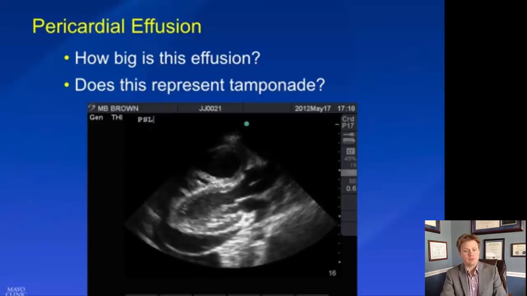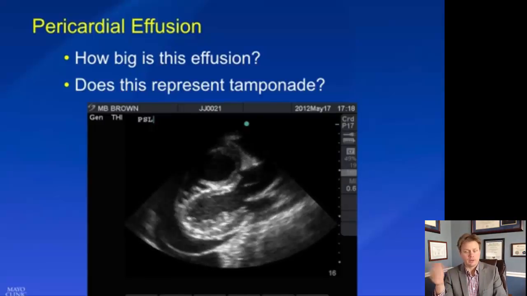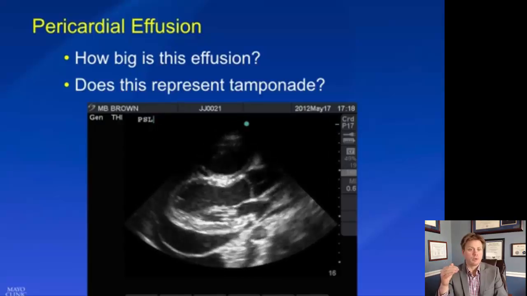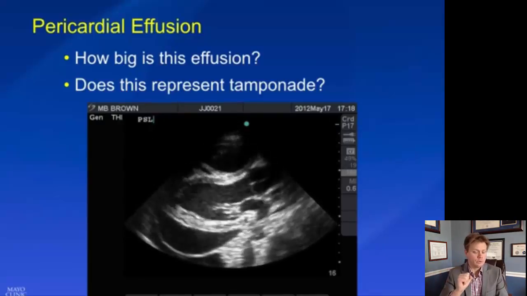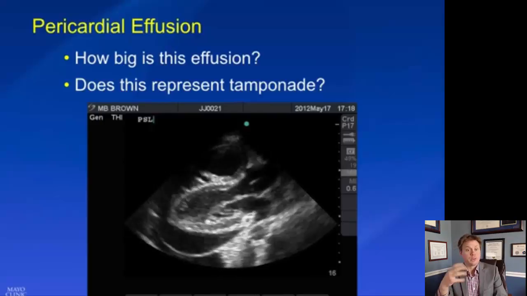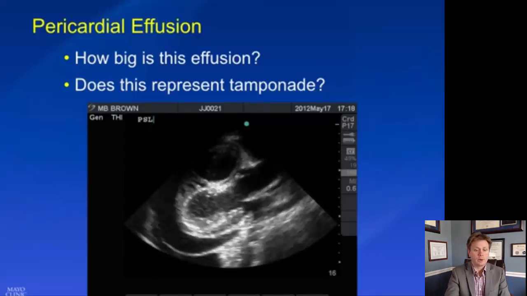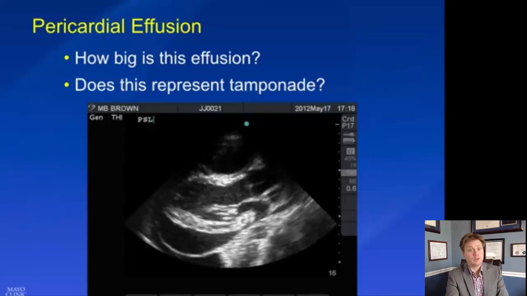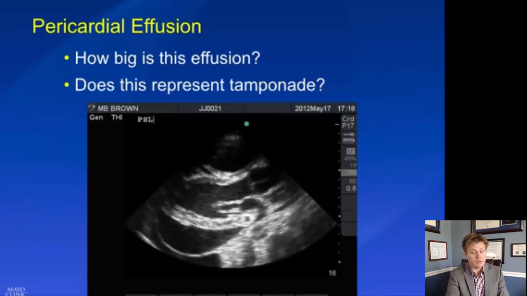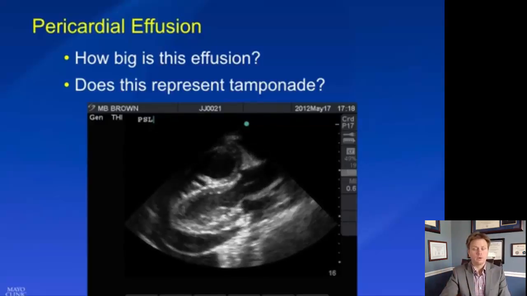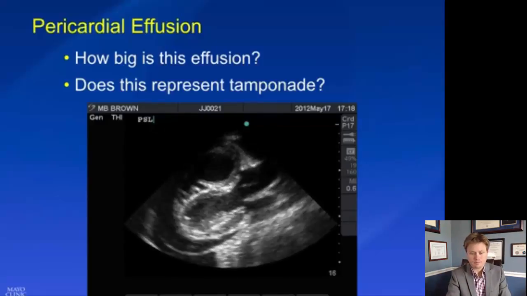What happens in tamponade, and the first sign, and we'll talk about this in a little bit, is collapse or paradoxical wall motion of the right atrial and right ventricular free walls. Because the pressure within the pericardial space will exceed those pressures inside the chambers of the right side. So this is a large effusion. This is representative of alternans because we can see the heart bouncing back and forth, but this is not tamponade.